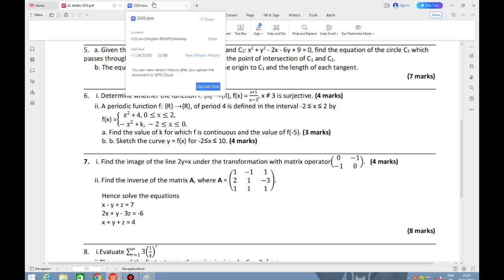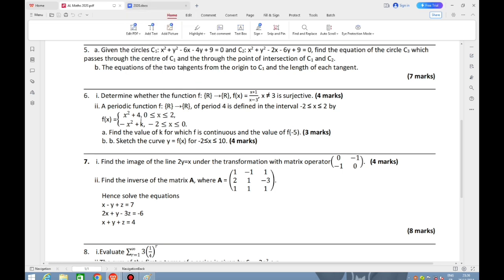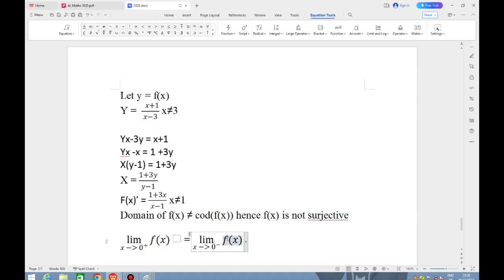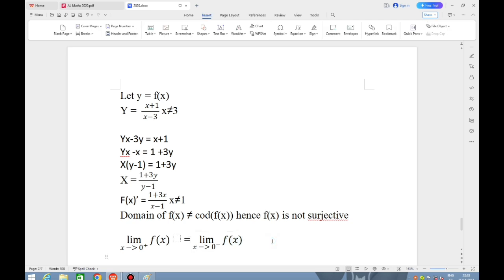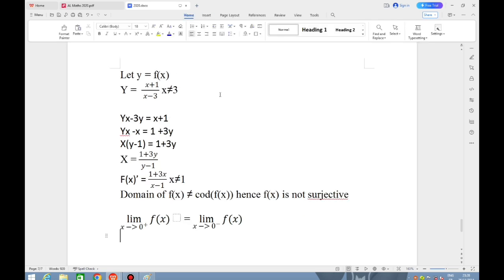Alright, so for a function to be continuous, the left hand limit must be equal to the right hand limit. And if you look at this function, you see that the common value between the upper function and the lower function is 0, because there's a 0 here and there's a 0 here. So you have to check if the left hand limit as x tends to 0 is equal to the right hand limit as x tends to 0. Now, to do that, we simply substitute 0 in all these equations.